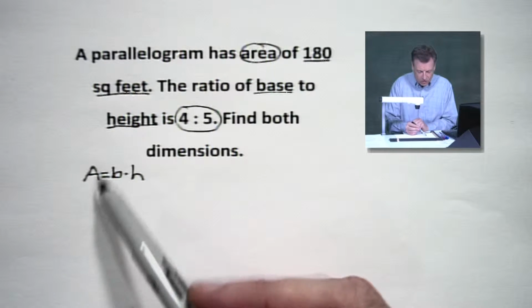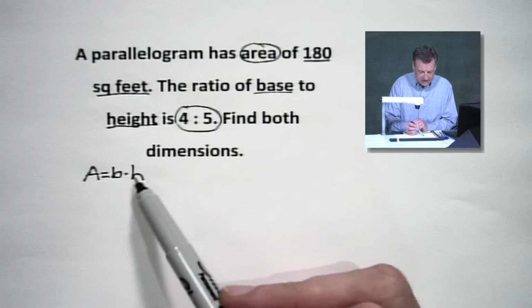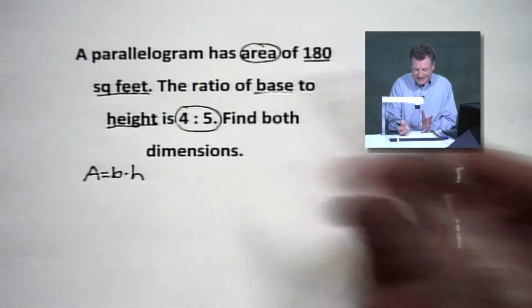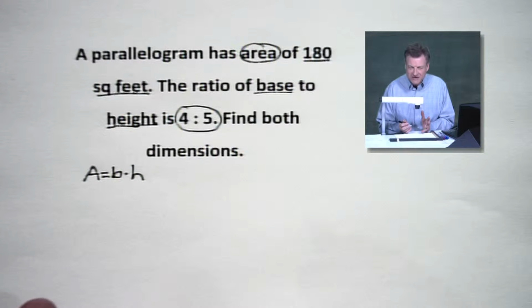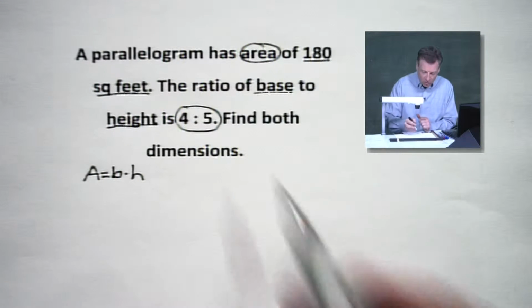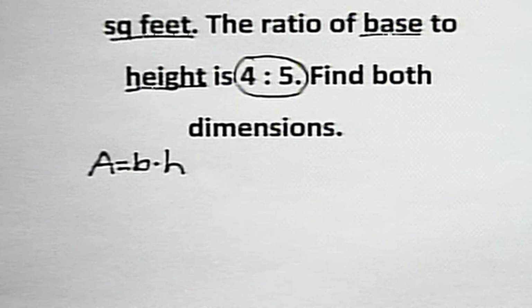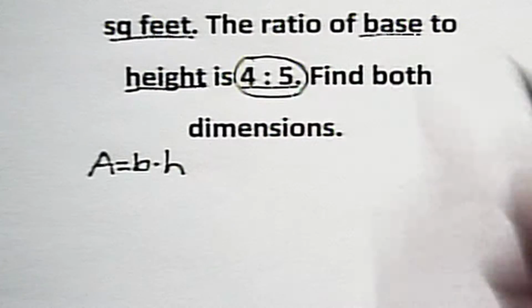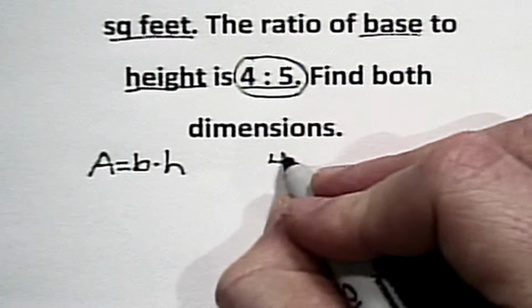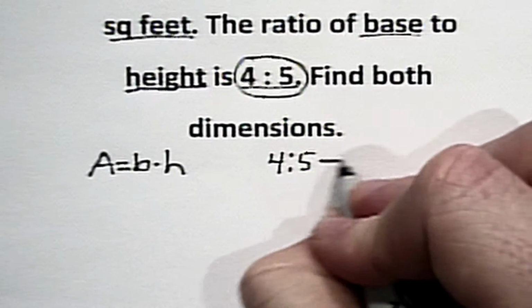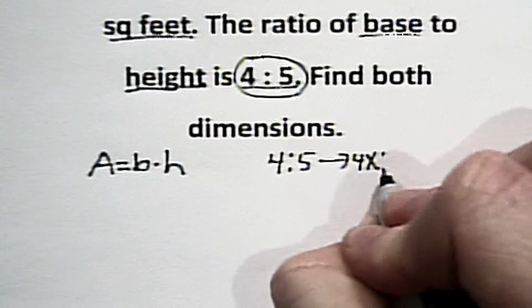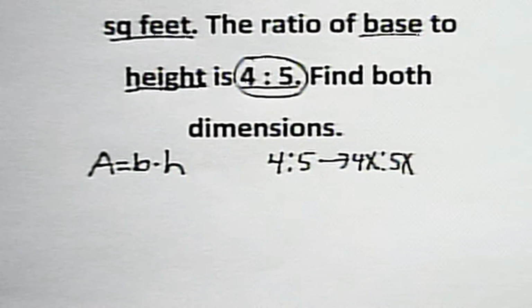Now, with what's going on here, the big A equaling B times H, does that mean 4 times 5? Well, 4 times 5 gives you 20, not 180. So there's something going on here. So here's the deal. We're going to use this ratio fact. We're going to make that 4:5 translate to 4x to 5x. All right. We're going to put an x on there.